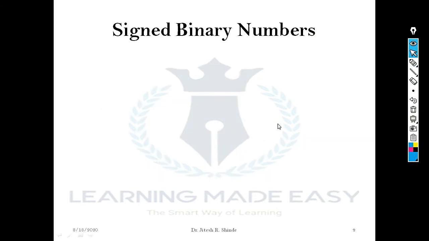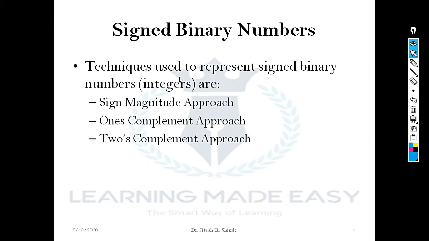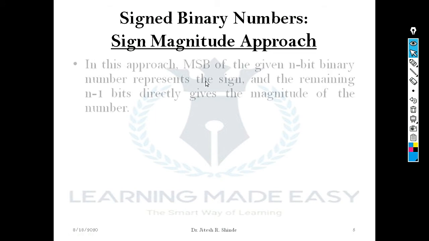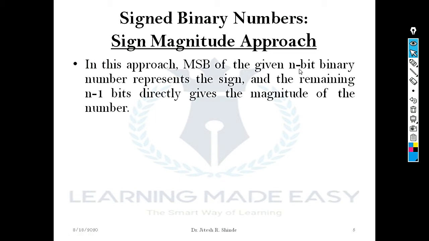Signed binary numbers. The techniques used to represent signed binary integers are the signed magnitude approach, 1's complement approach and 2's complement approach. In this session, we shall be concentrating on the signed magnitude approach only. Let's see. In the signed magnitude approach, the MSB of the given n-bit binary number represents the sign and the remaining n-1 bits directly give the magnitude of the number.